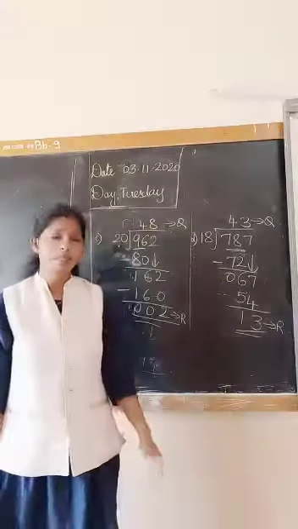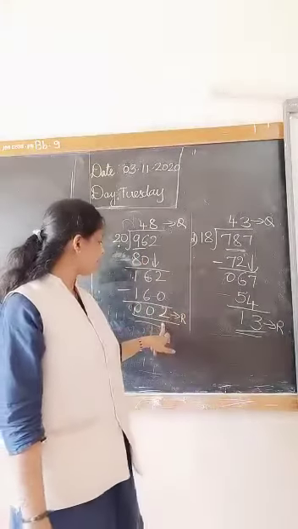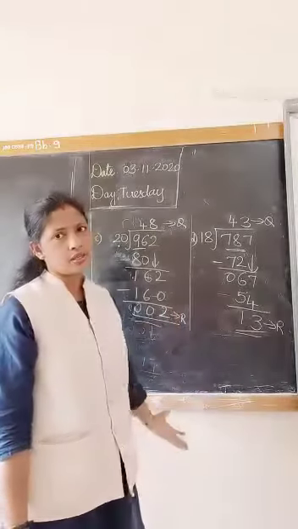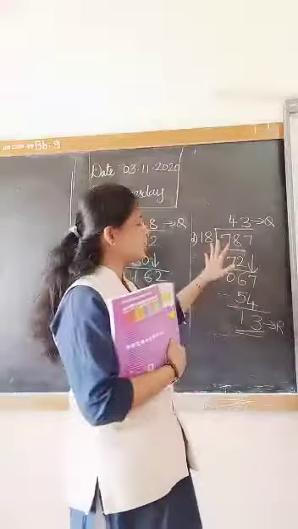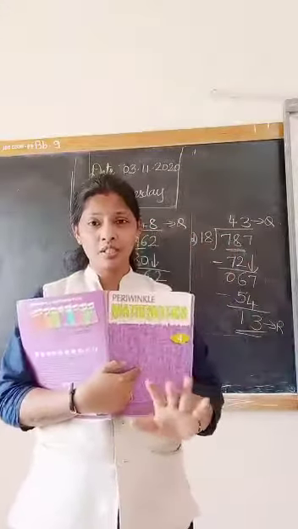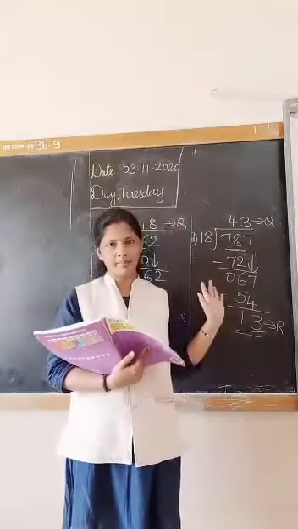Now a 4-digit number is also the same. Here 1 digit will be extra. The steps will continue. Here you have stopped, no? There you have to take that number and continue. There is nothing different. So division of a 3-digit and 4-digit number by a 2-digit number is the same as this.